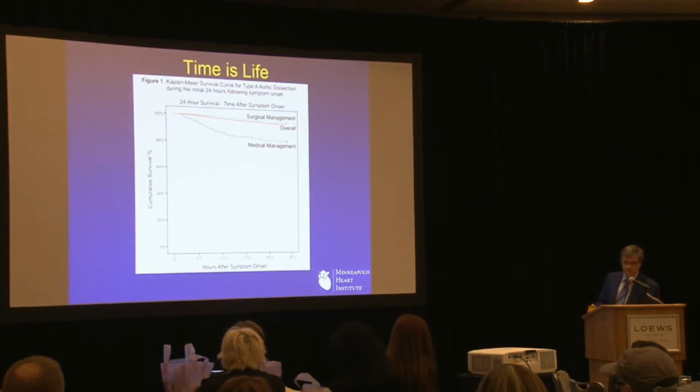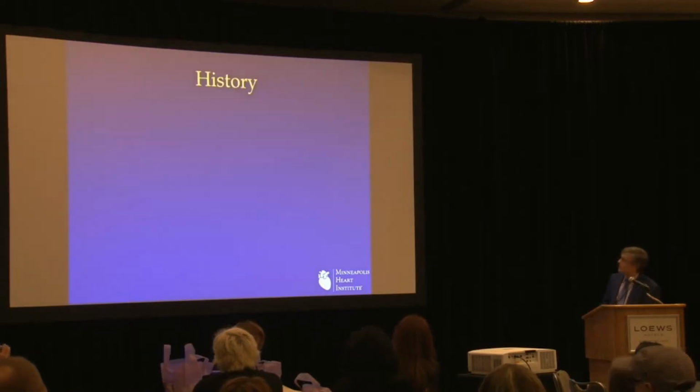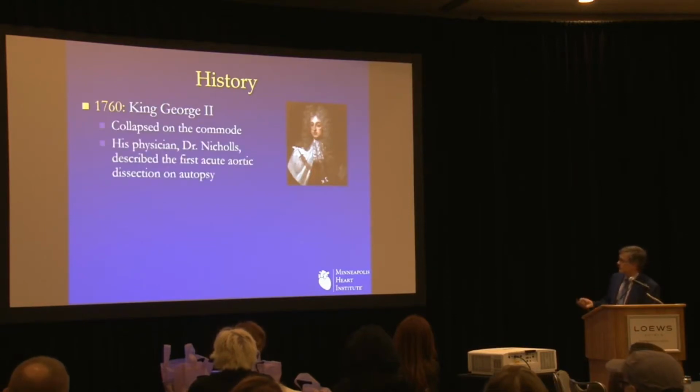And when we looked at it, the dogma always was it's a 1% per hour mortality. And so we looked at this a couple years ago with the IRAD patients, and it still is 1% per hour. So these are all the patients hitting the hospital, and this is their mortality over 24 hours. So what we're doing is trying to work on getting the recognition of these patients sooner so they can get treated appropriately. So I've seen this presentation a few times, but the very first description of dissection was when King George II collapsed on his commode, and that was the first described dissection.